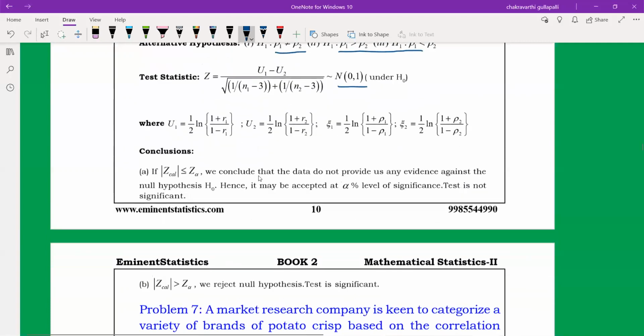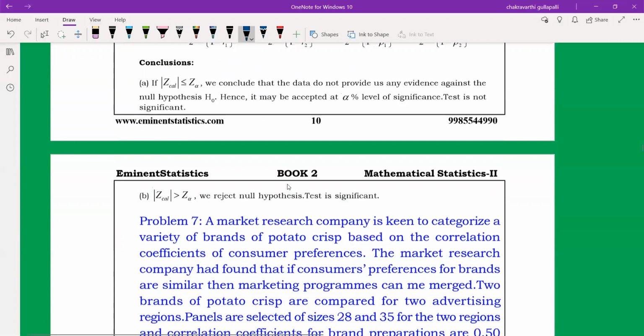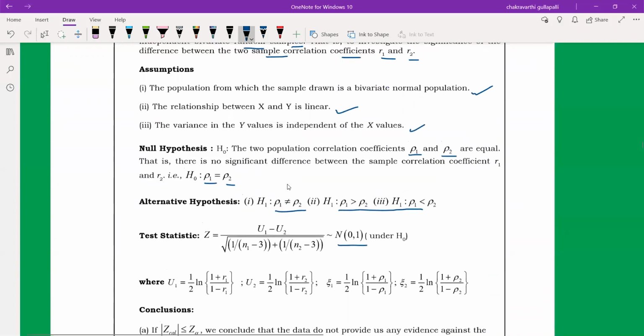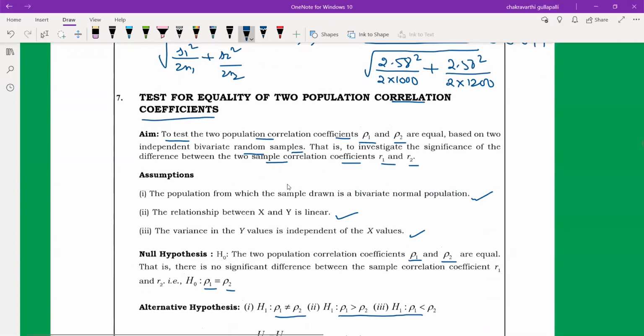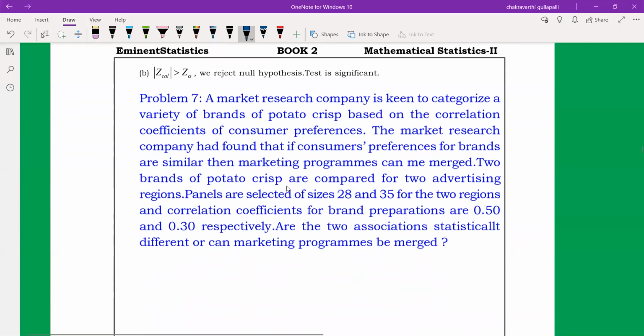Now the conclusion: if the modulus of Z calculated is less than or equal to the Z table value, we accept H naught, and the corresponding test is not significant. Otherwise, if modulus Z calculated is greater than the Z table value, we reject the null hypothesis, and the corresponding test is significant. So this is the test for population correlation coefficients based on the Fisher-Z transformation.